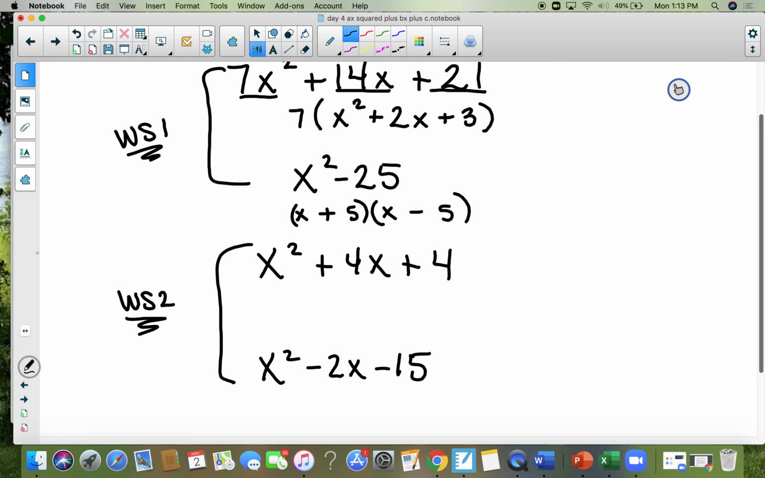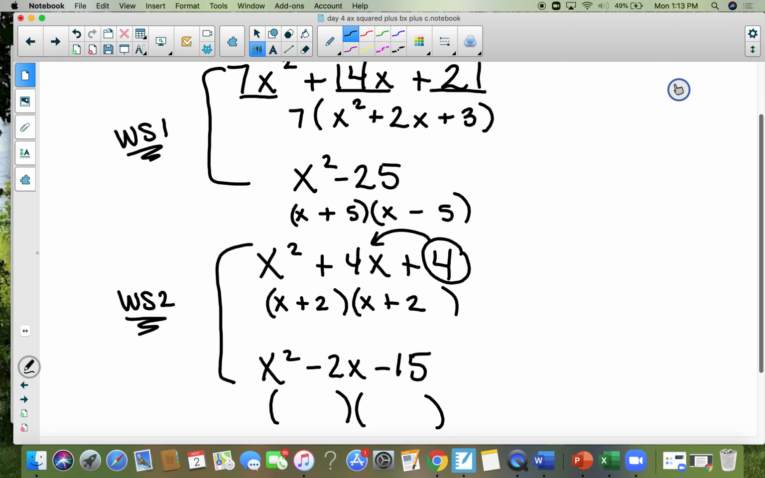These are trinomials, just like up here, but look, they don't have a greatest common factor, so all you do is put two sets of parentheses. I'm going to put an x here, and an x here. I need to come up with all the factors of 4 that will add up to 4, and factors of 4 are 2 and 2, and I'm going to do the OI part. The 2x and the 2x gives me my 4x, so I know I did it right.